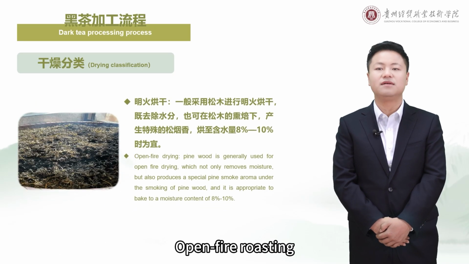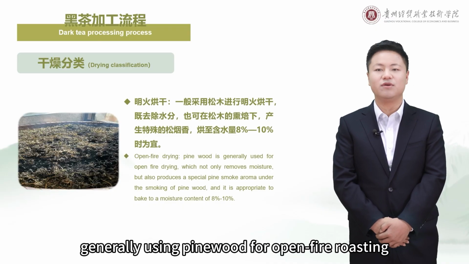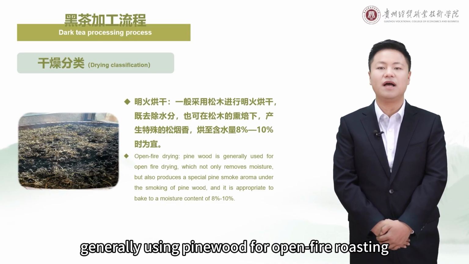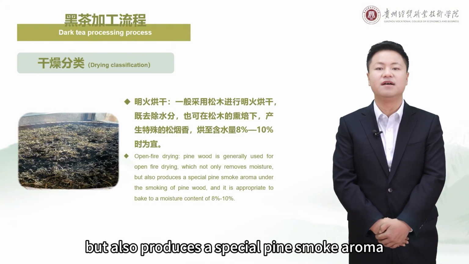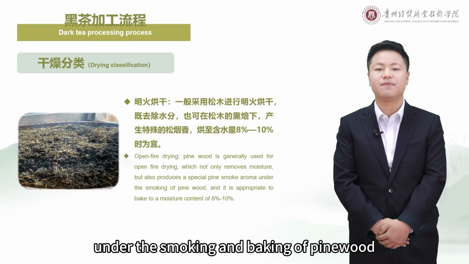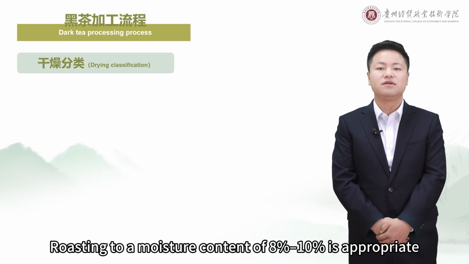Open fire roasting. This is also a traditional drying method for dark tea, generally using pine wood for open fire roasting. It not only removes moisture, but also produces a special pine smoke aroma. Under the smoking and baking of pine wood, roasting to a moisture content of 8% to 10% is appropriate.